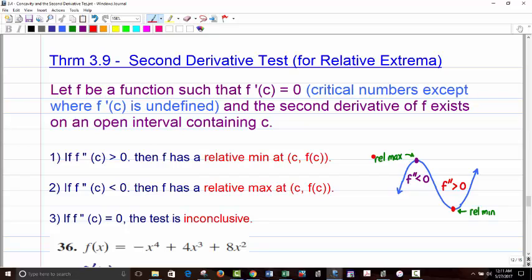Now we have something called the second derivative test for relative extrema. So we're finding our critical numbers.